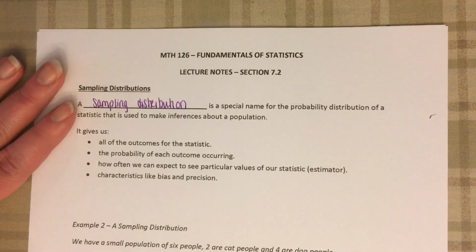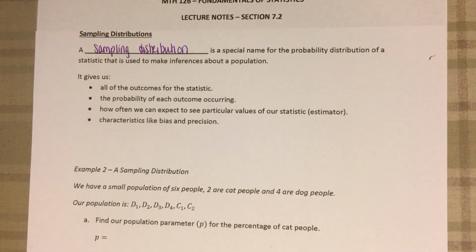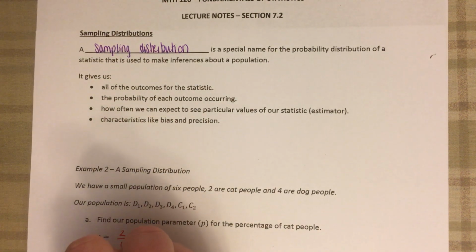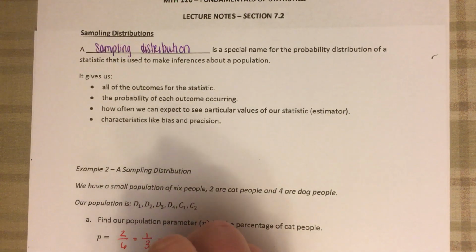Right, so in this example, we have a small population of 6 people. 2 are cat people and 4 are dog people. We're going to represent our population by D1, D2, D3, D4, those are all dog people, and C1, C2, those are cat people. We're asked to find our population parameter for our percentage of cat people. Our population parameter, our P, is 2 cat people out of 6, which reduces to 1/3, or as a decimal, 0.333.